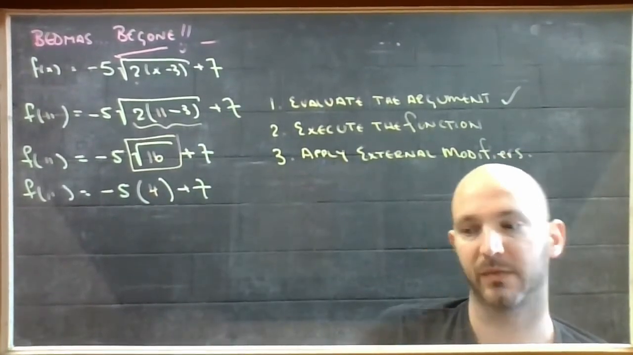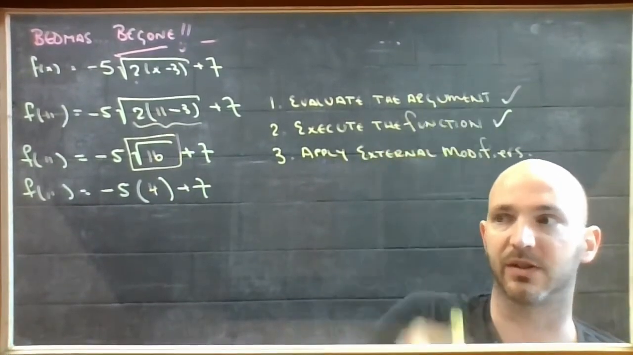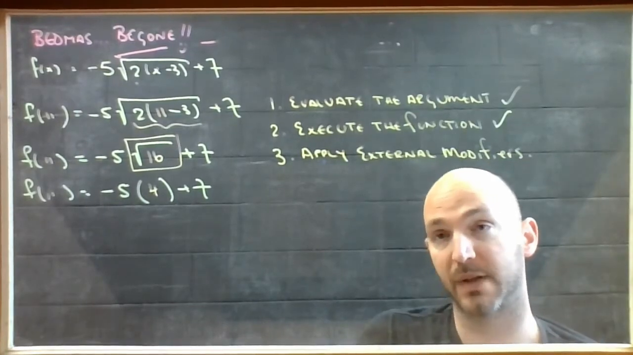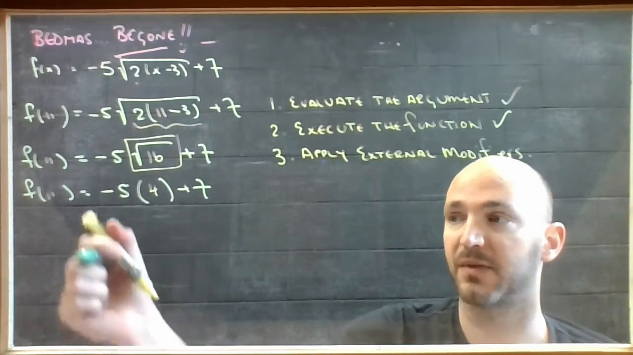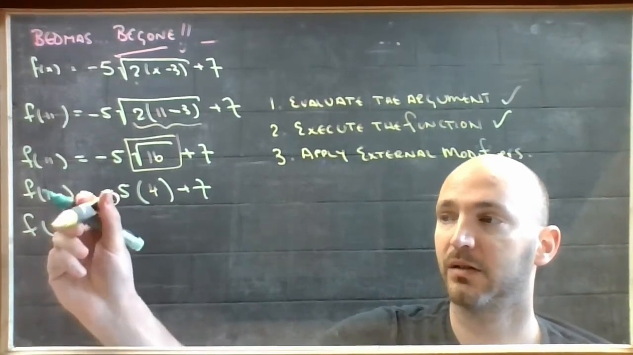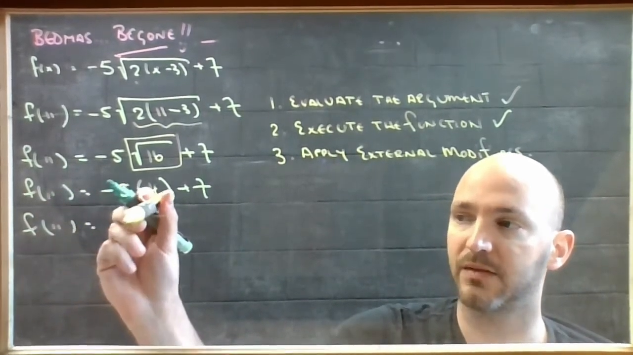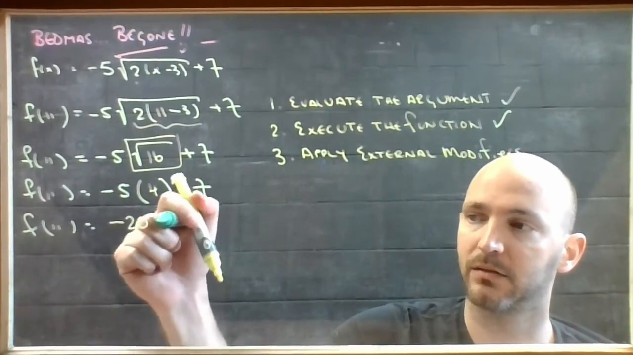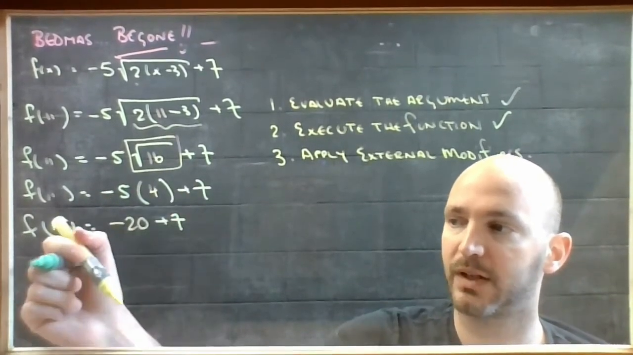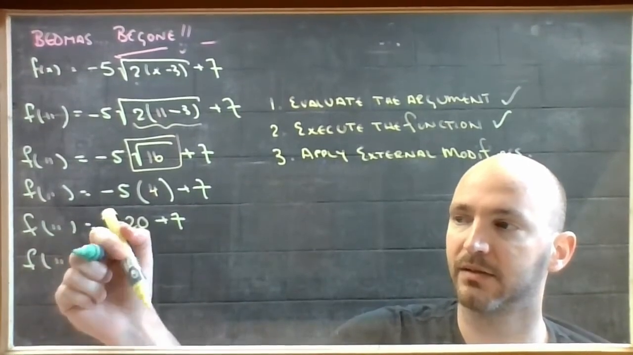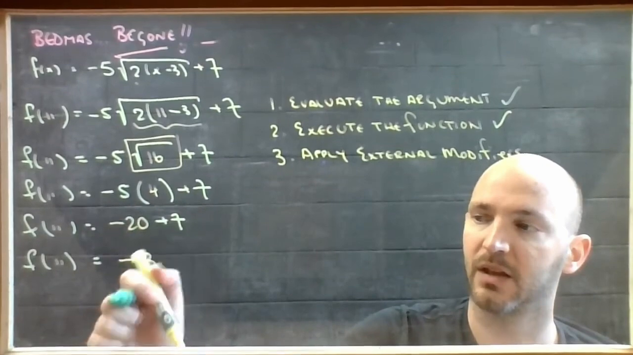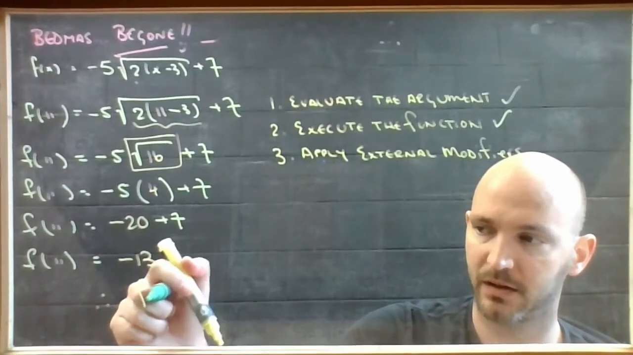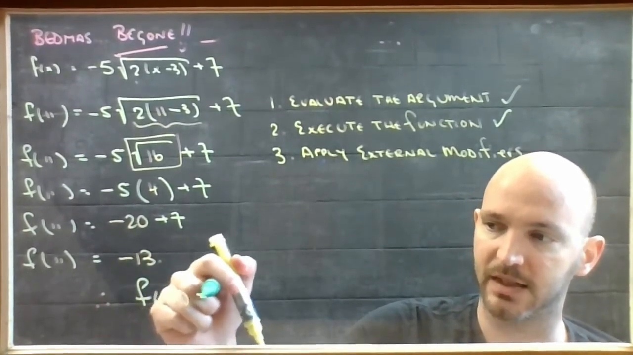Okay, check. I've executed the function. Now that the function's been executed, I can apply those external modifiers. So negative 5 times 4 would be negative 20. And negative 20 plus 7 would be negative 13. Therefore, the function at 11 is negative 13.